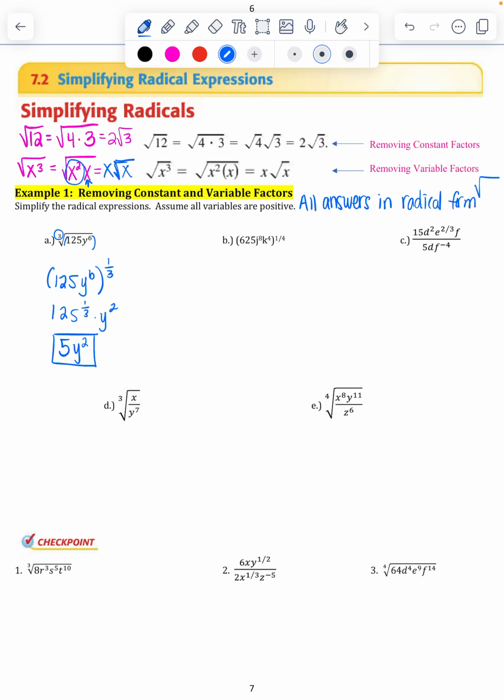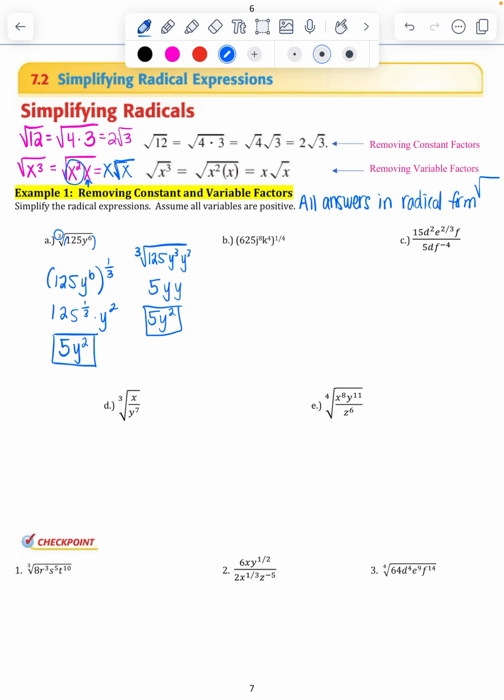Now, if you didn't want to do it that way, a second way to do this would be to rewrite all the numbers inside as perfect cubes. So 125 is a perfect cube in and of itself, and I could regroup y to the 6th as y to the 3rd times y to the 3rd. And then I could take the cube root of each separate part. The cube root of 125 is 5. The cube root of y to the 3rd is y, and the cube root of that second y to the 3rd is also y. 5 times y times y is 5y squared. So you can think of it that way as well. Your choice. I've kind of flipped back between one method and the other depending on the question.